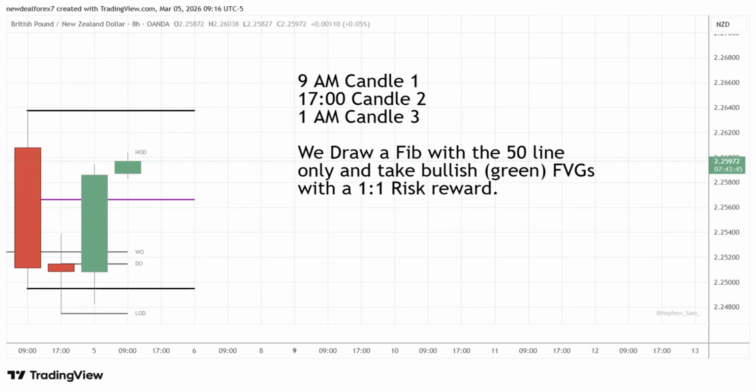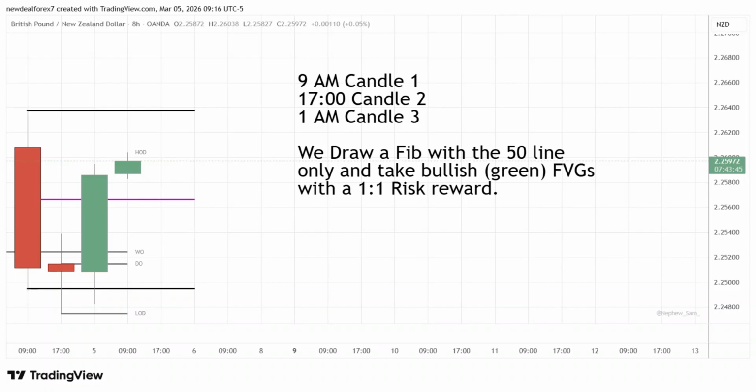But here's an example on the 8-hour chart where we have the 9 a.m. range candle, which is candle 1, 1500 candle 2, and then starting at 1 a.m. is when our trading window begins. So what we do is we draw a fib from the top of candle 1 to the bottom. And as long as price is below this purple line right here, this is 50% of candle 1, all we're doing is looking for fair value gaps, and we take trades around them with a 1-to-1 risk reward.